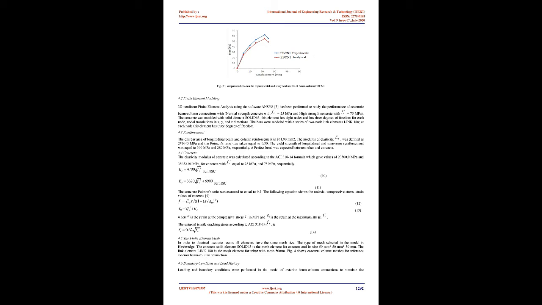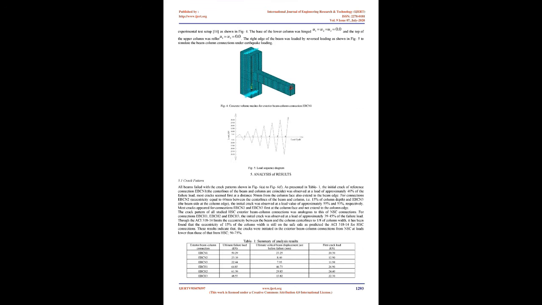At each node this element has 3 degrees of freedom. 4.3 Reinforcement. The bar area of longitudinal beam and column reinforcement is 201.00 mm². The modulus of elasticity was defined as 2×10⁵ MPa and the Poisson's ratio was taken equal to 0.30. The yield strength of longitudinal and transverse reinforcement was equal to 360 MPa and 280 MPa, respectively. A perfect bond was assumed between rebar and concrete.